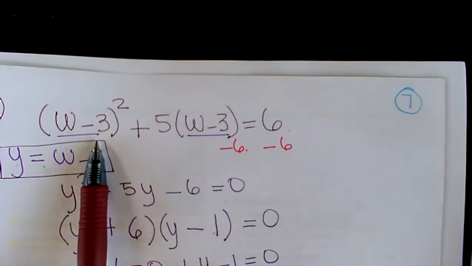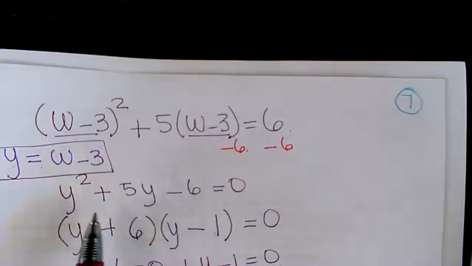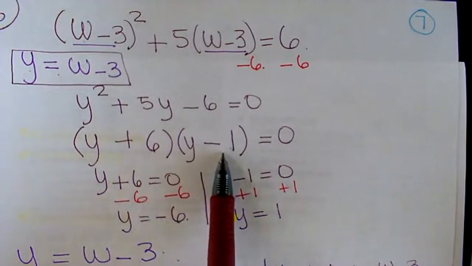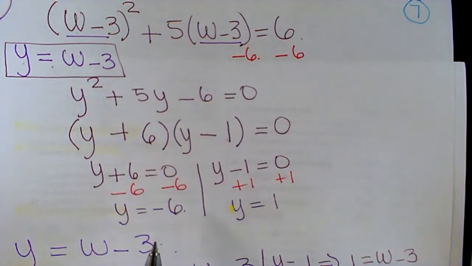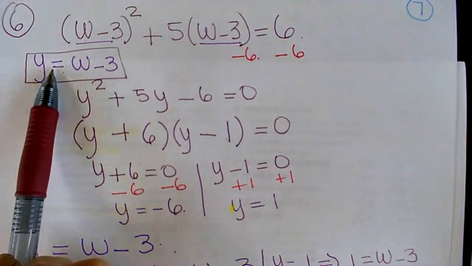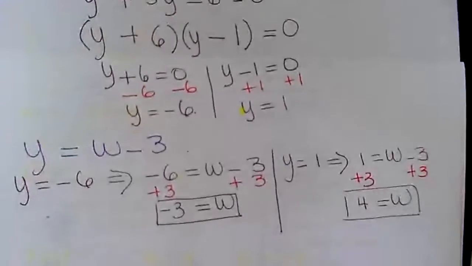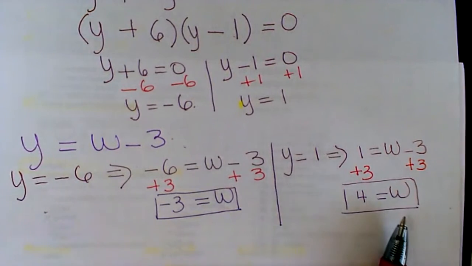So how did I start it? By the substitution method. I said y is equal to w minus 3, and I factored the polynomial. I used the sum and the product. I got 2 answers as always, and I have to go back and substitute them back into what I said that y was equal to, w minus 3. And I got w equal to negative 3 and w equals 4.